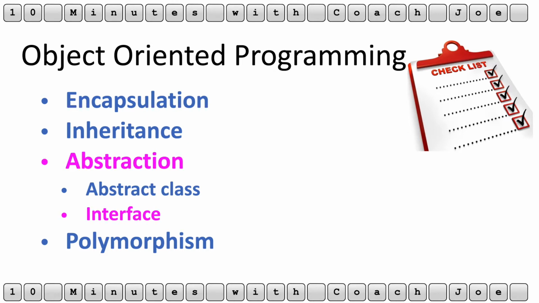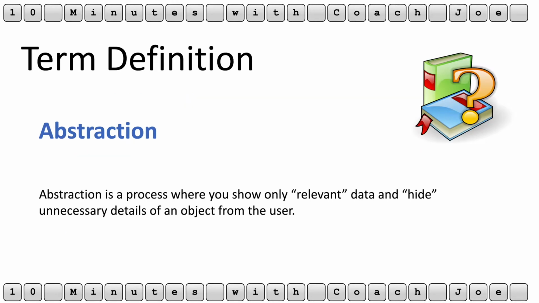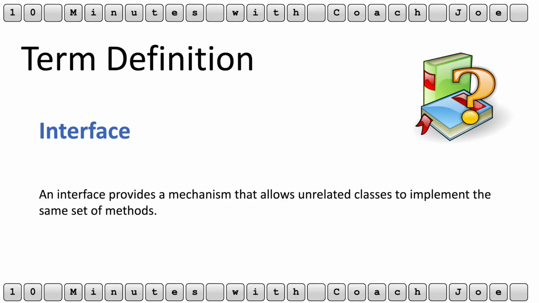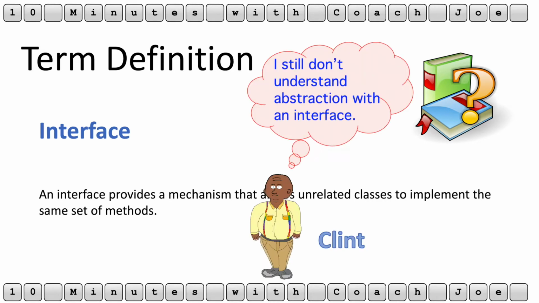In this lesson, we'll focus on abstraction with the interface. Abstraction means using simple things to represent complex things. Abstraction is a process where you show only relevant data and hide unnecessary details of an object from the user. And an interface provides a mechanism that allows unrelated classes to implement the same set of methods. This is another form of abstraction meant to have a simple thing represent a complex thing. Yes, this definition is a little vague until you better understand the true meaning.